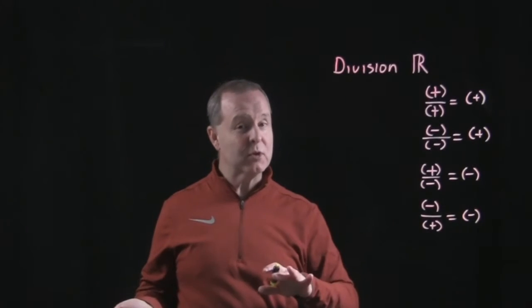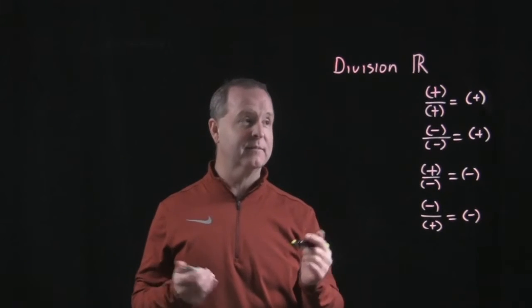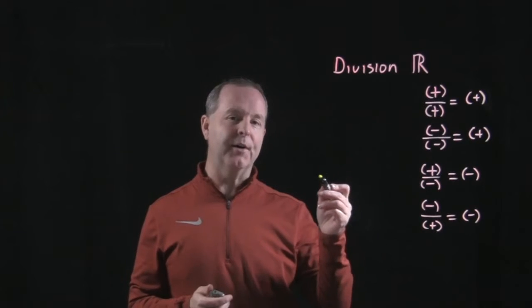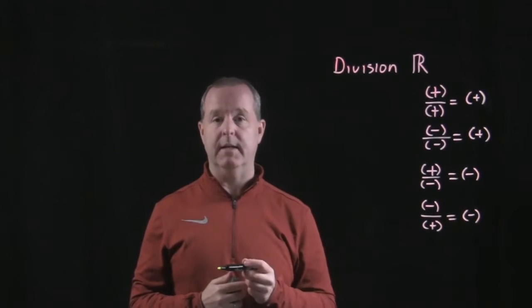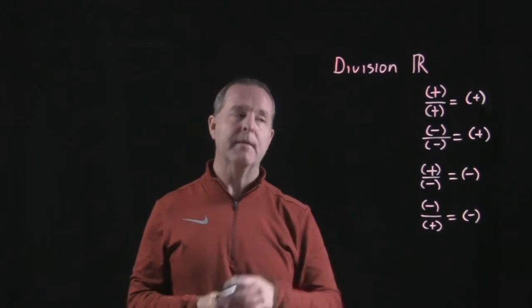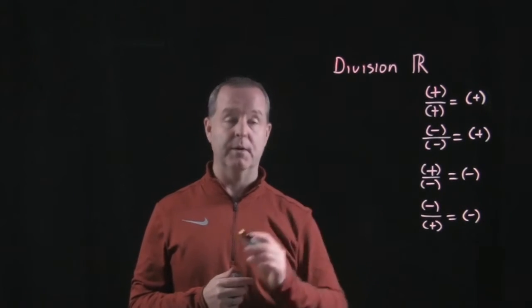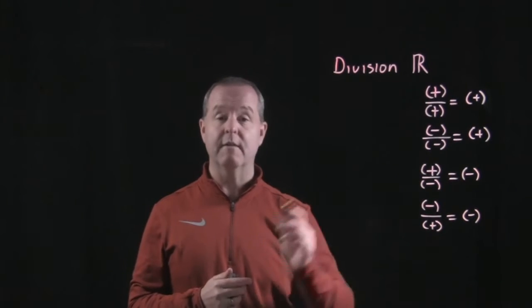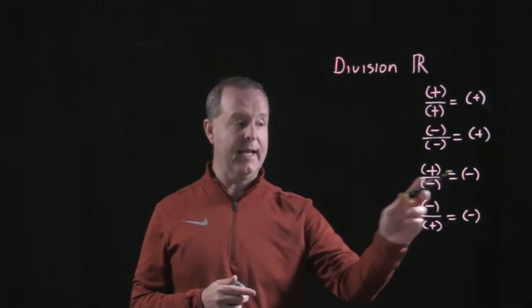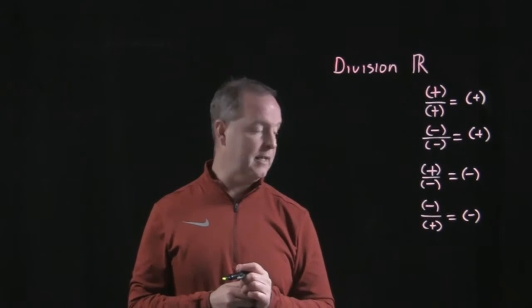Again, similar to multiplication, because multiplication and division are very similar, we also have a pattern of what their signs would result in. If I have a positive divided by a positive number, the result's going to be positive. Negative divided by a negative will produce a positive. Positive divided by a negative will produce a negative. And a negative divided by a positive will produce a negative.